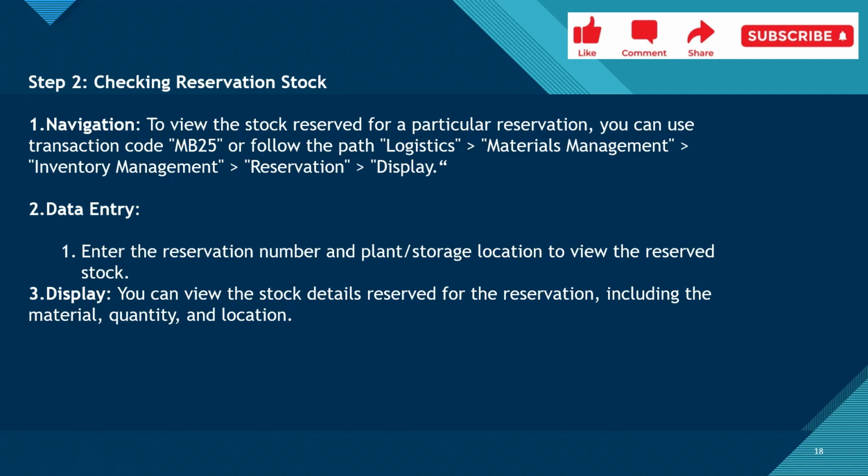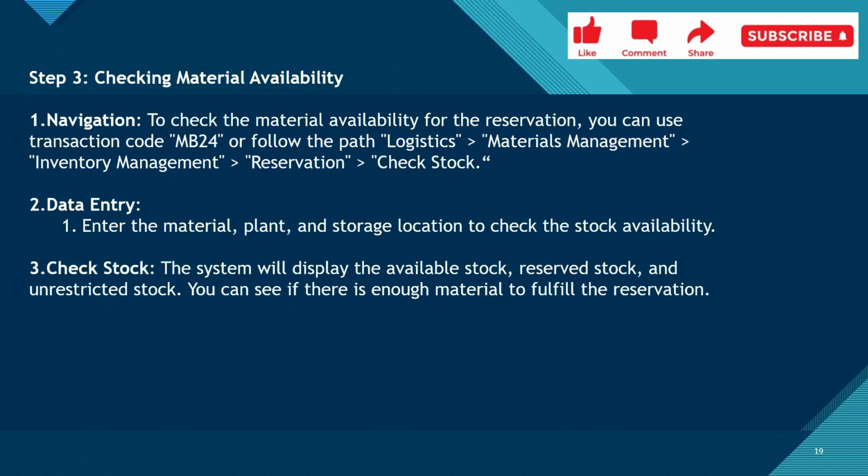Okay. Now, next is the material availability. As I told you, a reservation is for a specific movement. Okay, so I will have to issue the goods. I should have the materials in my inventory. So to check the availability of materials for the reservation, you can go to MB24. So this is a new T code which was not there earlier. MB24 is to check the availability.